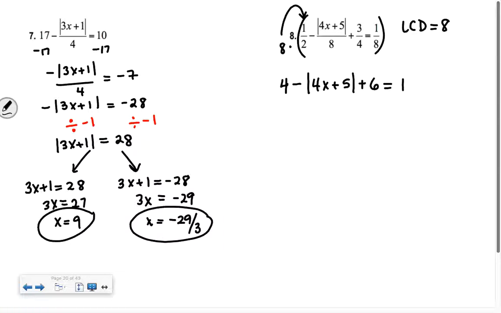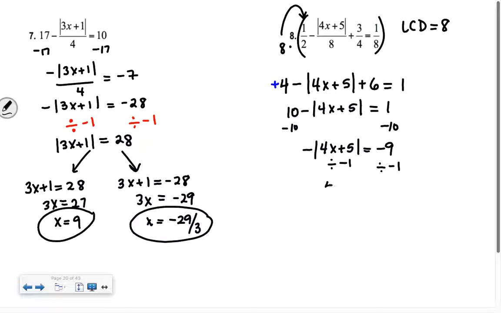So let's combine our like terms. I have 4 plus 6, so that's 10. So if you get confused, remember this is a plus in front of there. All right, and that's all equal to 1. Subtract the 10. So I get negative absolute value of 4x plus 5 equals negative 9. And I divide by negative 1. So I get the absolute value of 4x plus 5 equals 9. We good? So I got rid of that negative out in front.